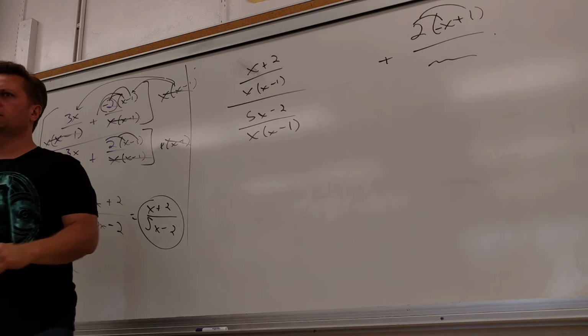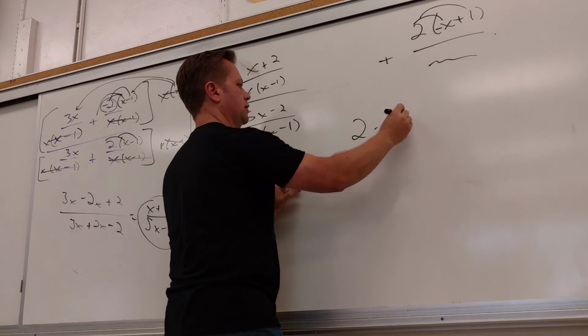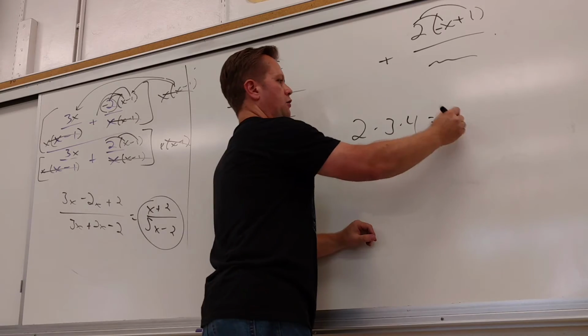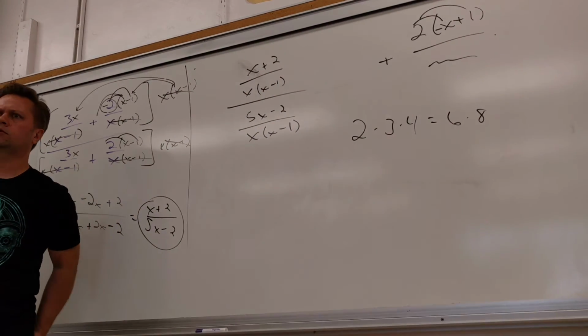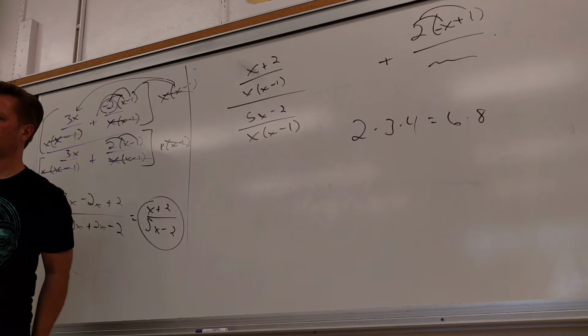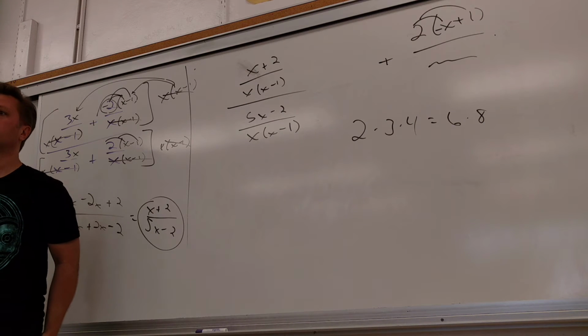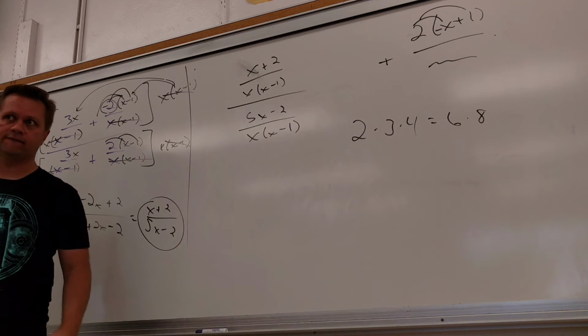I don't know if that makes sense. Because if I do 2 times 3 times 4, and I say, okay, that's 6 times 8, what have I done wrong? What's wrong there? Is that wrong? Is it? Maybe I'm just pranking you a little bit, huh?